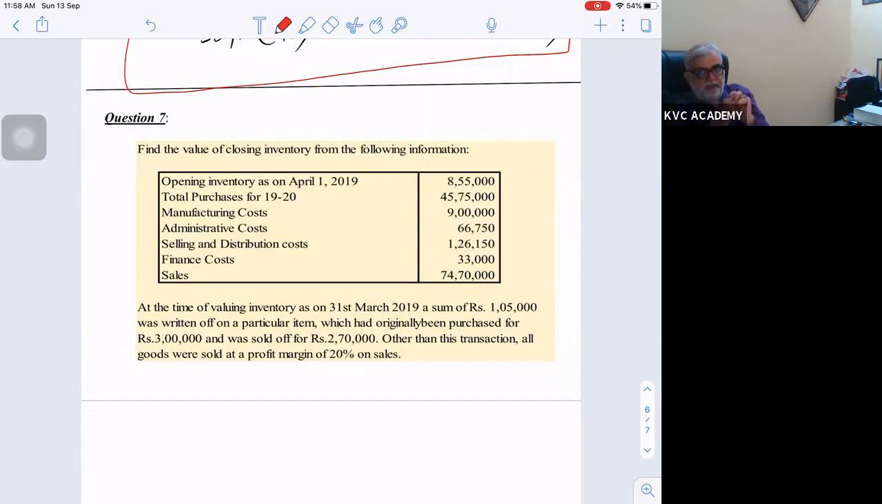I will explain this first in a different method, then I'll go to my memorandum method, and then I'll show you in the statement method. Okay? What is this different method? You forget that you are an accounting student.